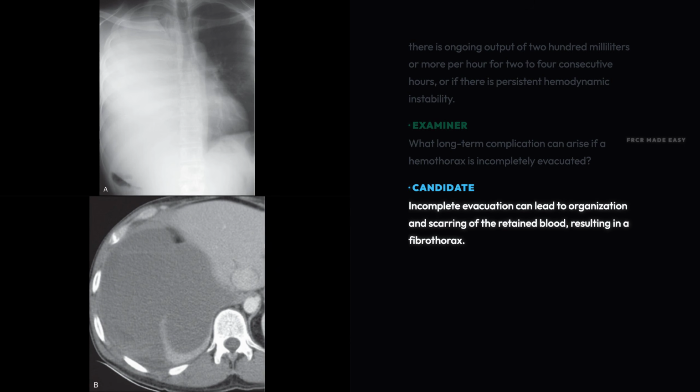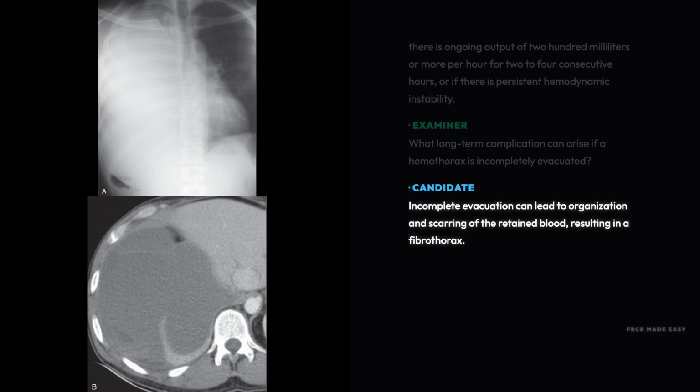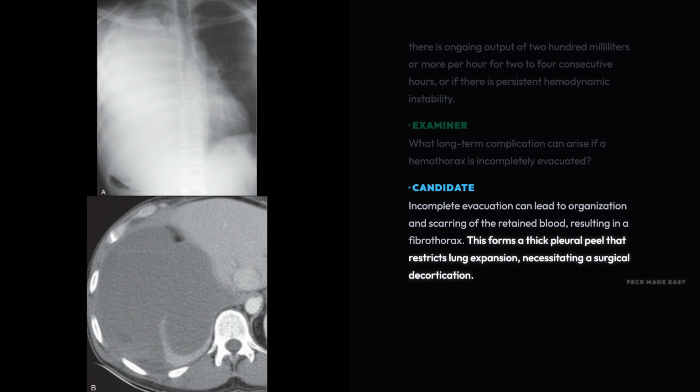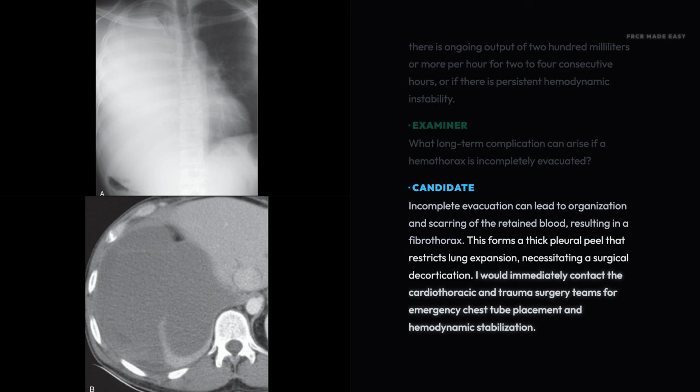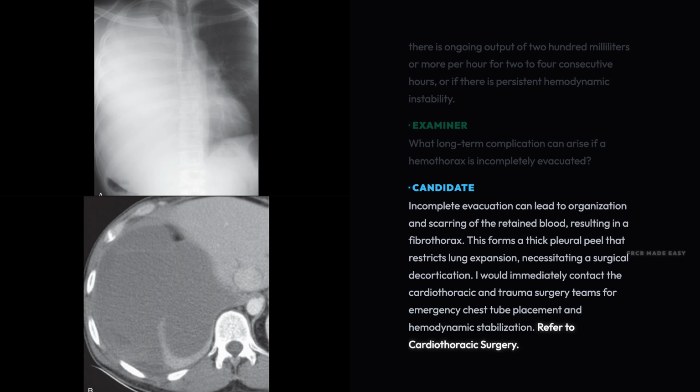Incomplete evacuation can lead to organization and scarring of the retained blood, resulting in a fibrothorax. This forms a thick pleural peel that restricts lung expansion, necessitating a surgical decortication. I would immediately contact the cardiothoracic and trauma surgery teams for emergency chest tube placement and hemodynamic stabilization. Refer to cardiothoracic surgery.